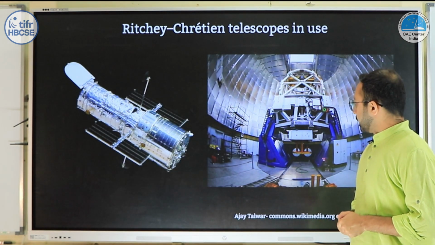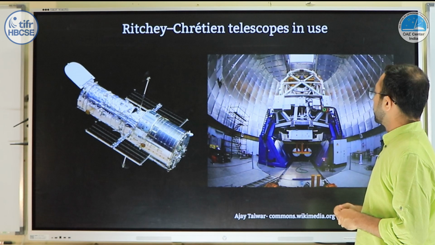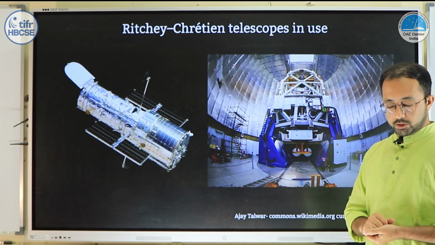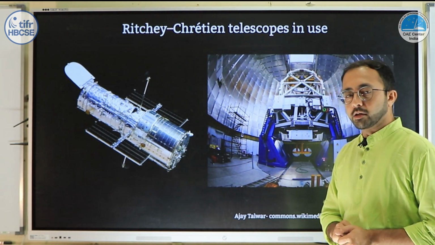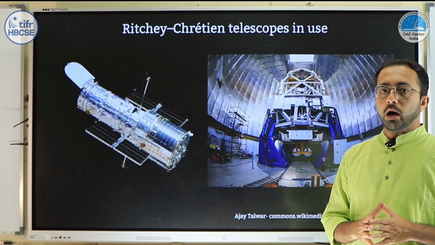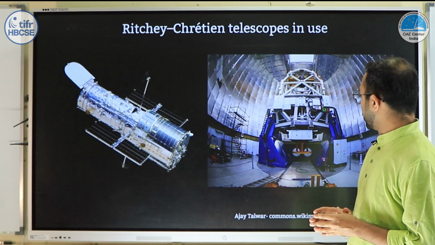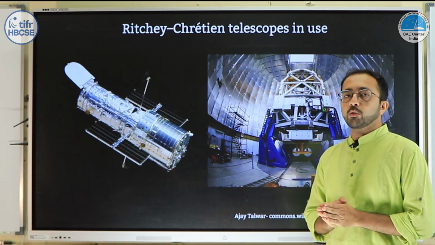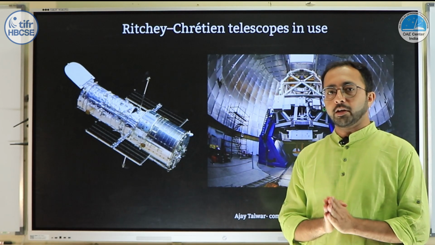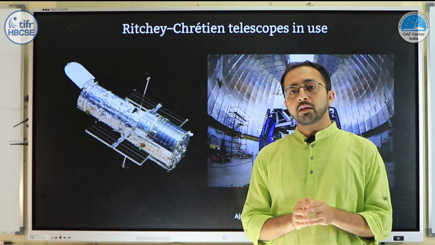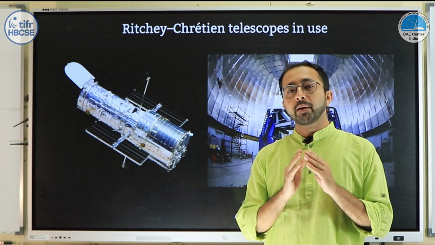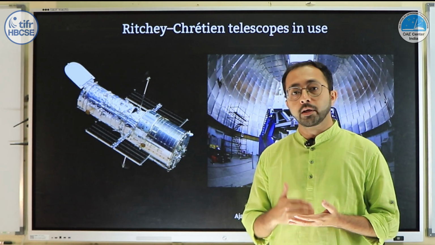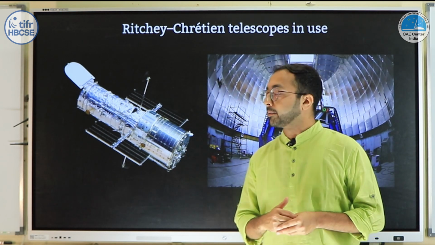Here on the other side, to my left, we have another telescope which is being used, and this is the Devasthal optical telescope present in India. So this is again an RC design. Many professional telescopes, if you just search for Ritchey-Chrétien telescopes, you will see many big telescopes employ this kind of design, that is, they have a hyperbolic primary and a hyperbolic secondary.